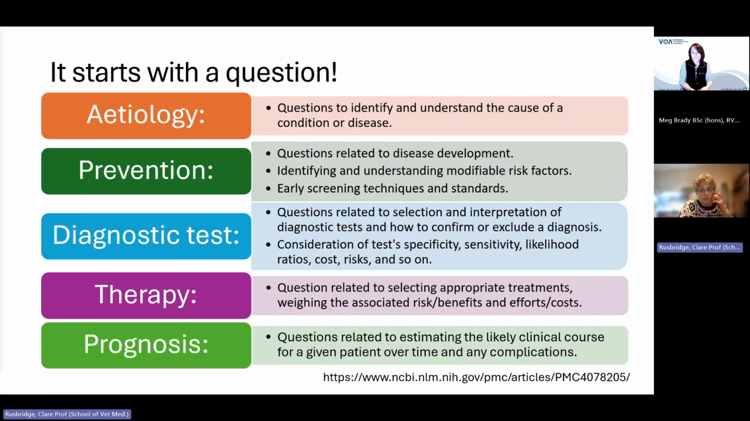Then we have therapy. So questions relating to selecting appropriate treatments, risk, benefits, efforts, and costs. Well, I can think of a good one here, and that's a controversial subject. How about our monoclonal antibody therapy? We need more information about that, don't we? Our Librela and our Silencia. There's a treatment that for many animals resulted in a massive increase in quality of life.